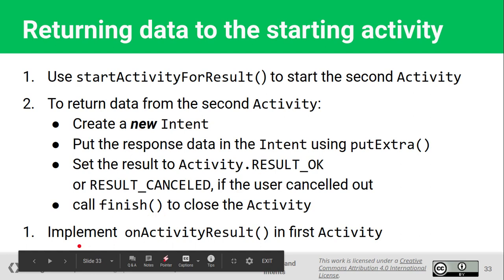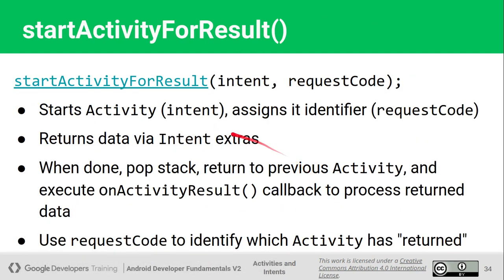And on the receiving side, in this case the receiving side is activity number 1, we implement onActivityResult. This function will retrieve the data from the second activity. So how do we implement startActivityForResult to retrieve data from the second activity? This function contains two arguments. Number one is the intent and number two is the request code.